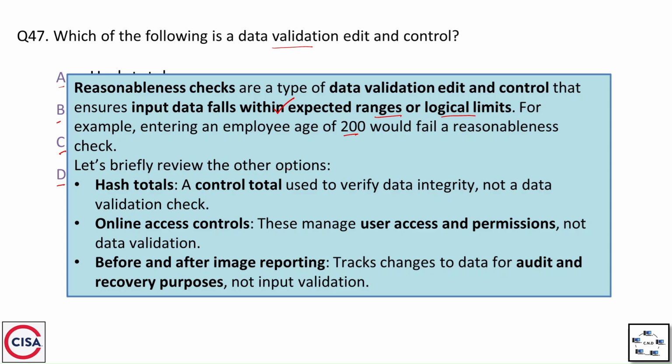Let's briefly review the other options. Hash total is a control total used to verify data integrity, not a data validation check. Online access controls manage user access and permissions, not data validation. Before and after image reporting tracks changes to data for audit and recovery purposes, not input validation.